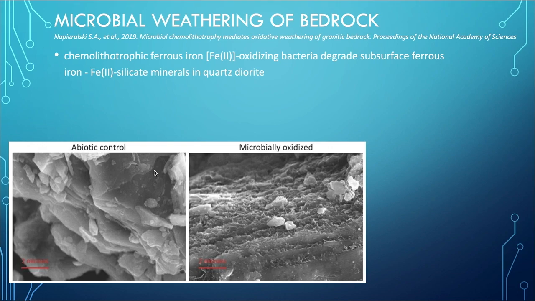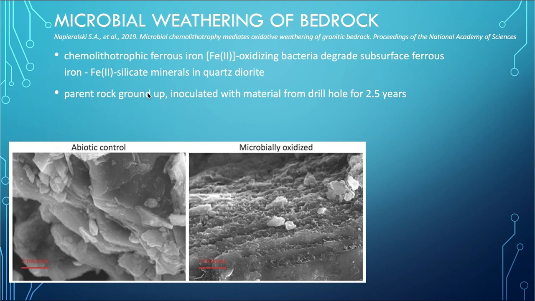So these organisms are chemolithotrophic ferrous iron oxidizing bacteria. Chemo just means chemical and lithotrophic means living off rock. Basically they degrade the subsurface ferrous iron and gain their nutrients from that, while they decompose these iron silicate minerals in quartz diorite. So the parent rock was ground up, cores were drilled, and material was picked up.